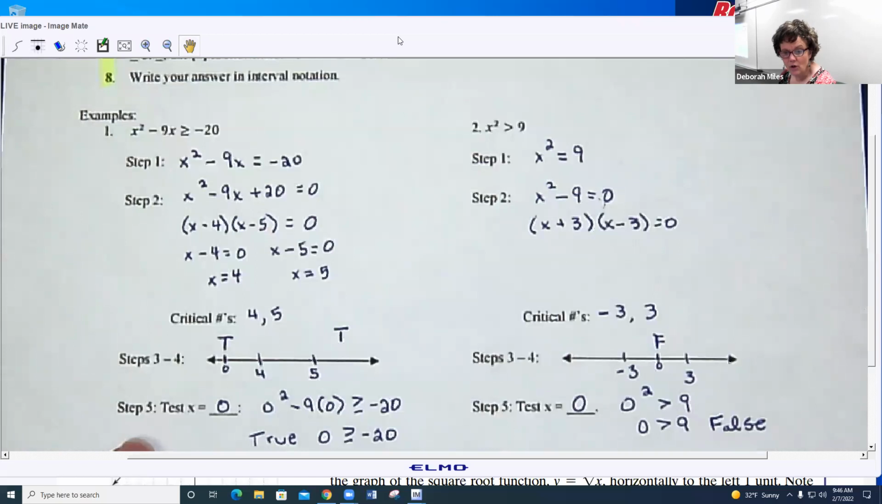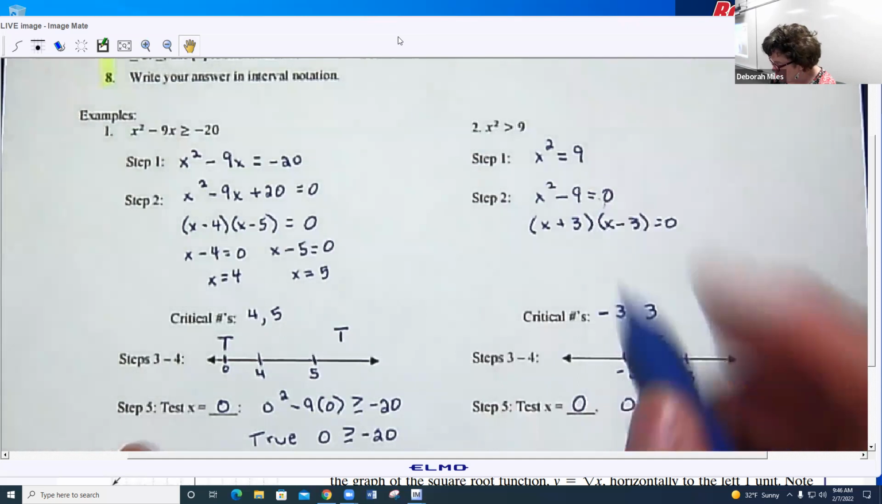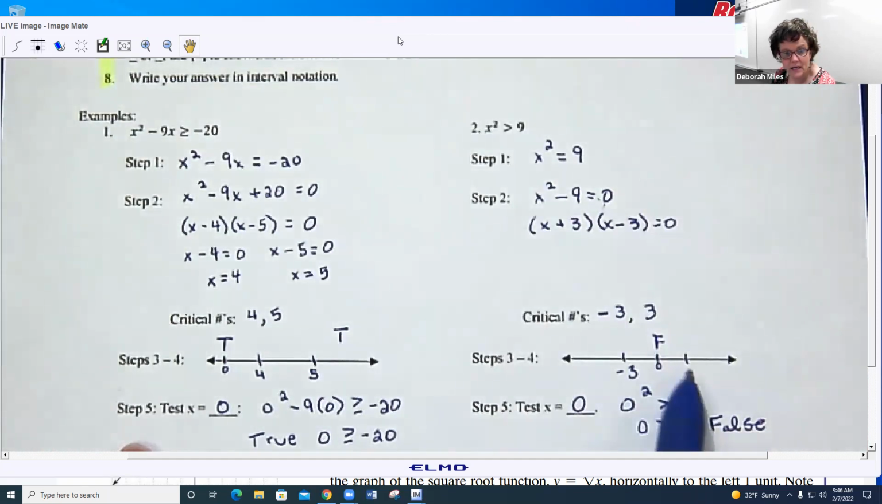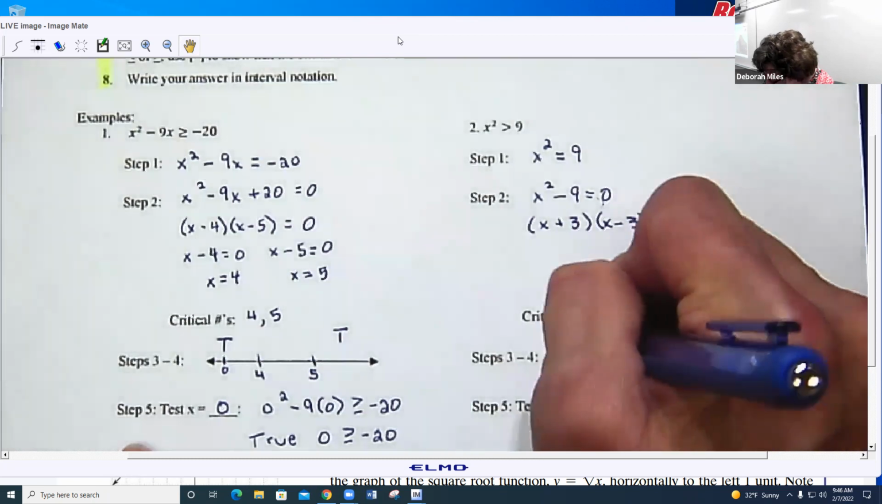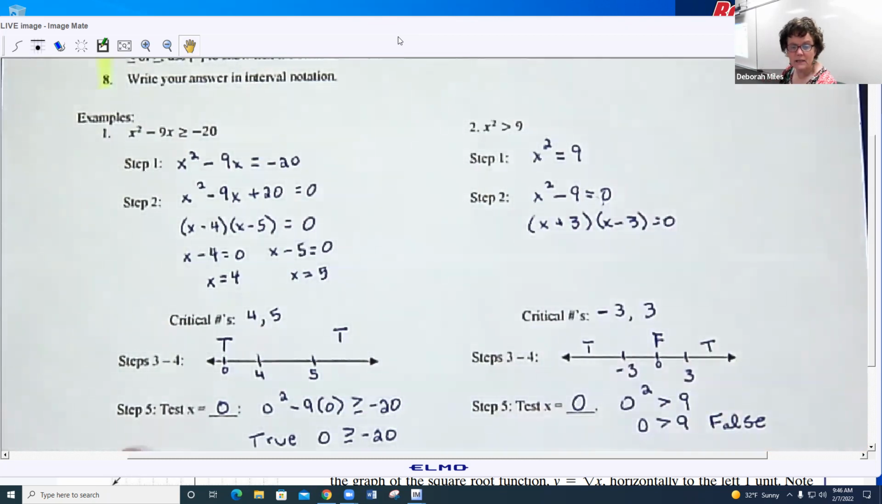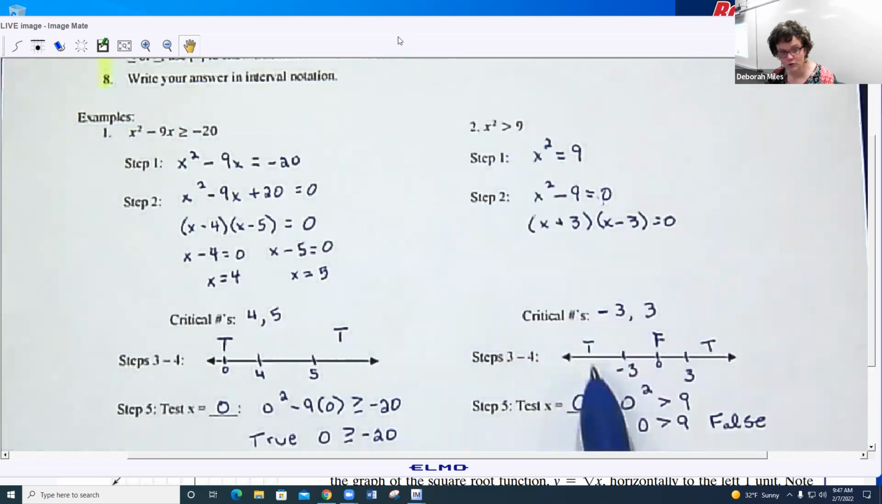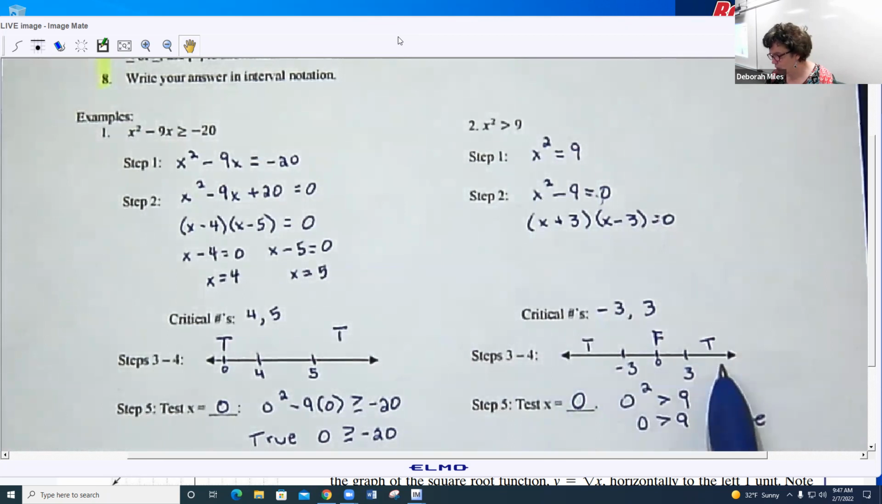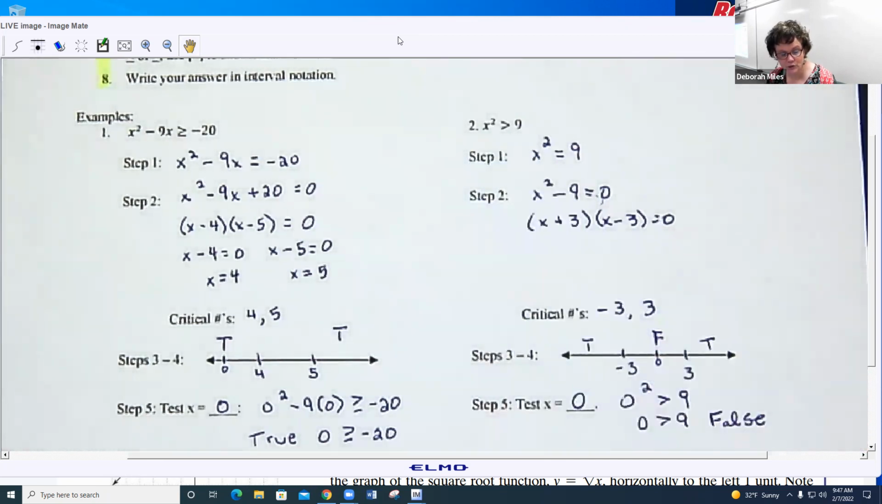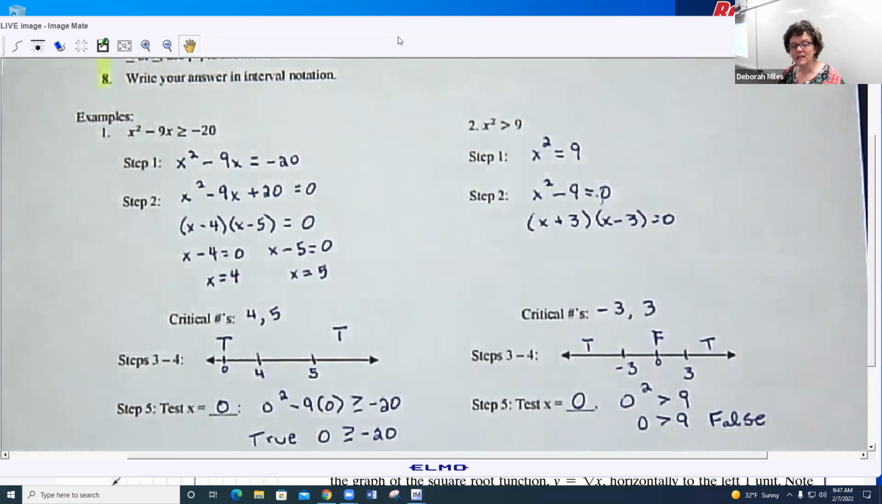My shading is always supposed to represent what makes the inequality true. So if the numbers between -3 and 3 make the inequality false, it's the numbers on both ends that make the inequality true. I could use other test points. For example, if I use -4, I'd have 16 is greater than 9. That's true. If I use +4, I'd have 16 is greater than 9. And that's true. So you can use as many test points as you want to make sure that you have shaded the correct interval.